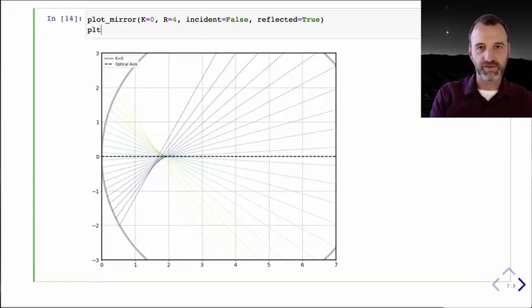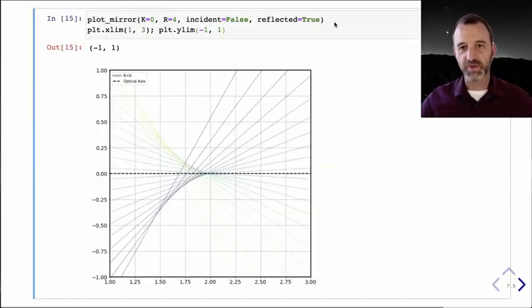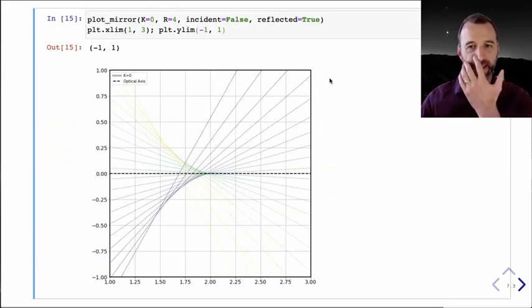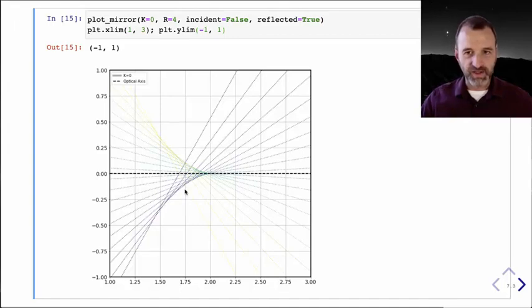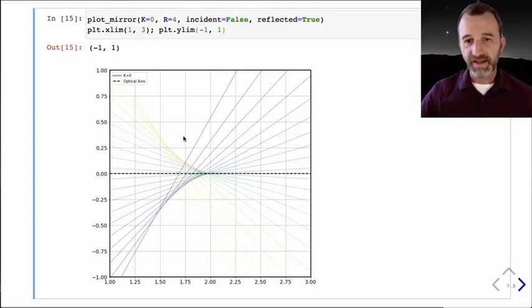So we'll plot x lim going from 1 to 3. And let's do our y lim going from -1 to 1. There we go. So we're just zooming in here. So the way that a detector works is you put your eye in this field of view, or you put in a detector like a camera, maybe a CCD. It's going to be somewhere in this plane here.